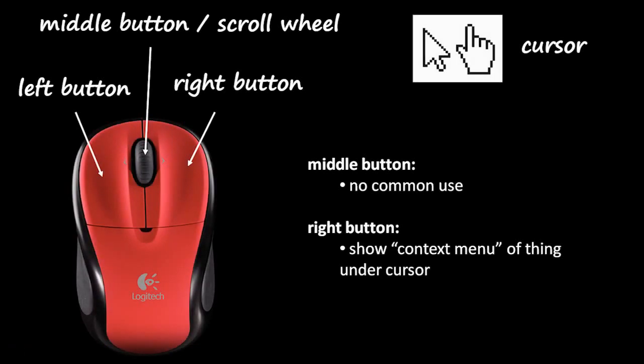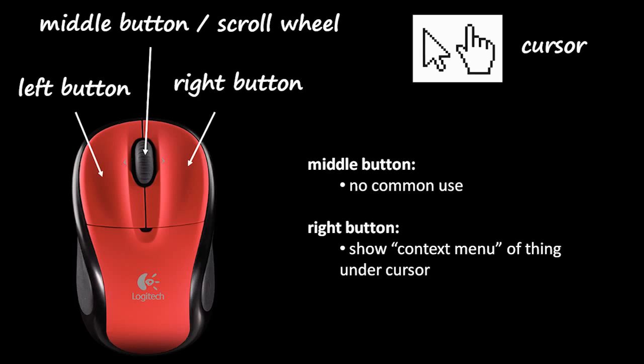So far, we've only talked about using the left mouse button, but what about the other mouse buttons? Well, first off, the middle mouse button, there's not much we can say about it, because it just really isn't used in most programs. The right mouse button, however, is commonly used to open what's called a context menu.